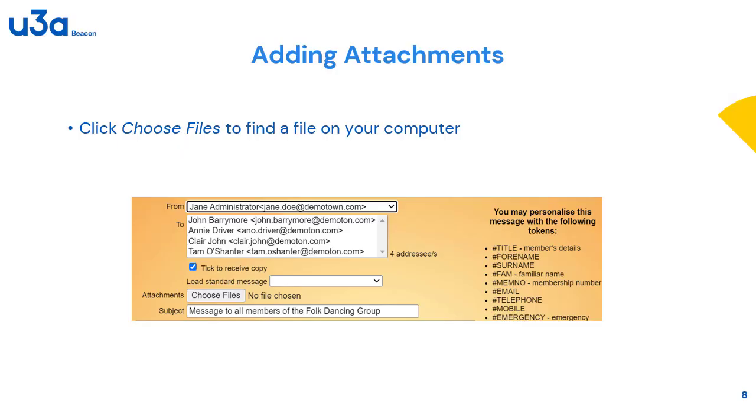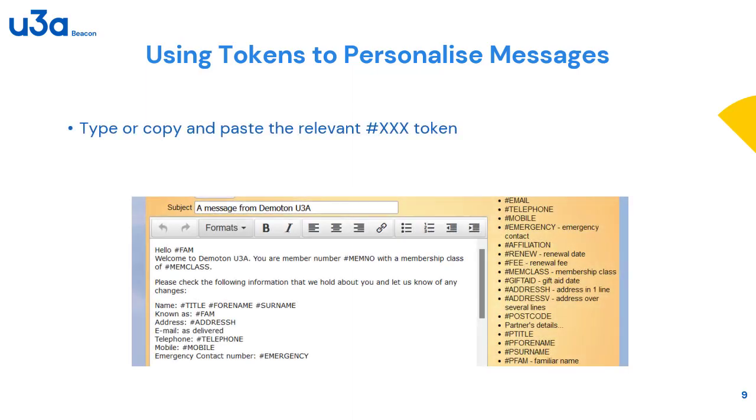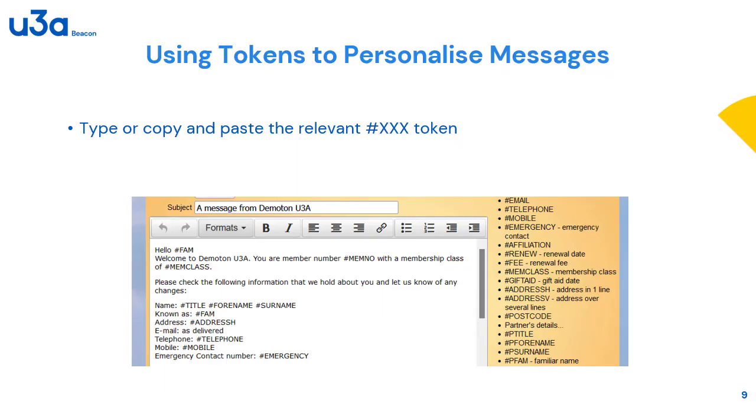Be sparing with attachments to reduce the likelihood of spam rejection, and the total size of files uploaded must be less than 20 megabytes. You can personalize emails using tokens listed on the right side of the email form. For example, typing #FAM customizes every email with the member's familiar name, or forename if a familiar name isn't recorded. Using tokens not only makes your emails more friendly, personalized messages are less likely to be rejected as spam.